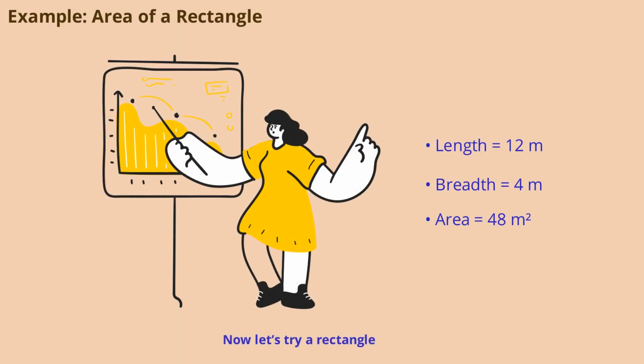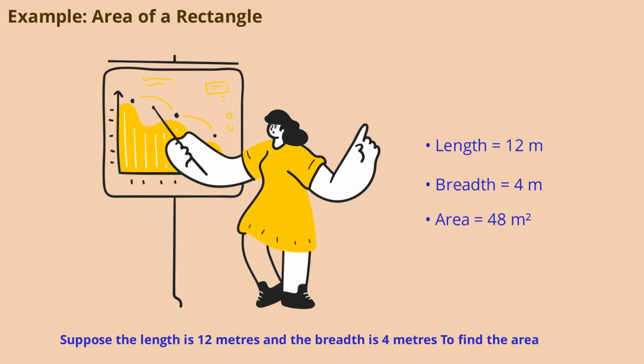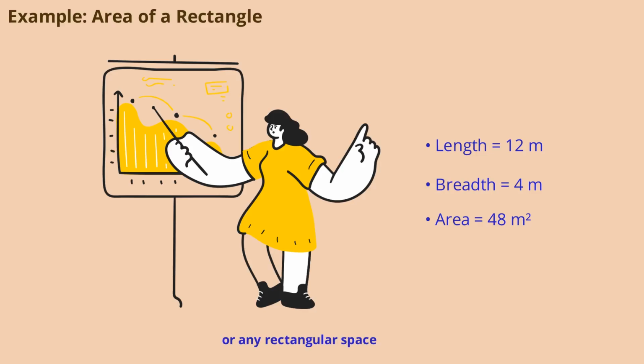Now let's try a rectangle. Suppose the length is 12 meters and the breadth is 4 meters. To find the area, use the formula length times breadth. Multiply 12 by 4 and you get 48 m². This calculation is especially useful for planning rooms, gardens, or any rectangular space. It's a quick way to turn measurements into useful information.